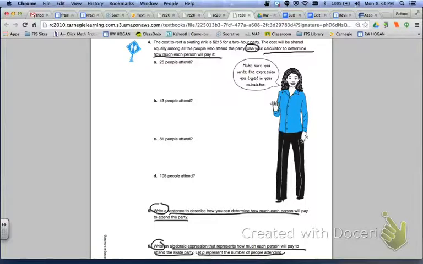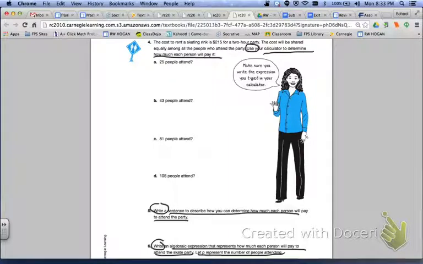If we take a look at number 4's problem situation, the cost to rent a skating rink is $215 for a 2-hour party. The cost will be shared equally among all the people who attend the party. Use your calculator to determine how much each person will pay for the given number of people that are attending. So that's what you're going to answer for letters A through D.